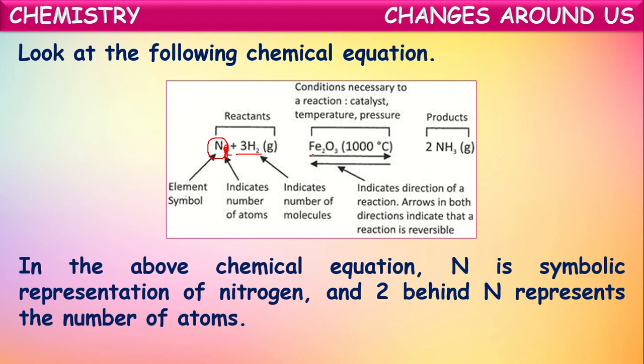So here this catalyst will be represented generally on the arrow mark. If you observe here on the arrow mark, Fe2O3 is represented. So this represents the catalyst in this reaction. This makes the reaction become faster without being involved in it. Okay, these are the indications from a chemical equation.